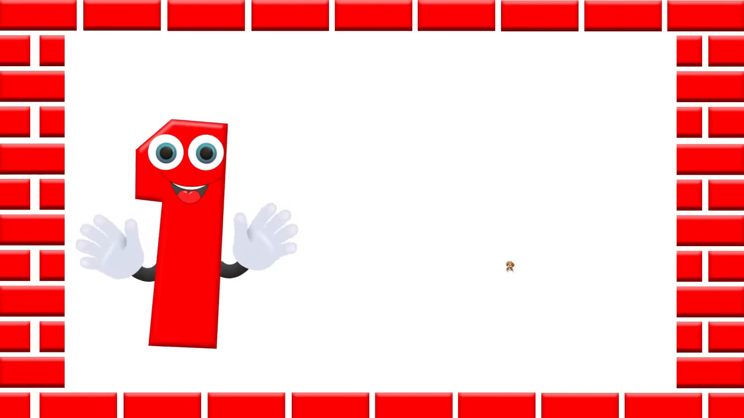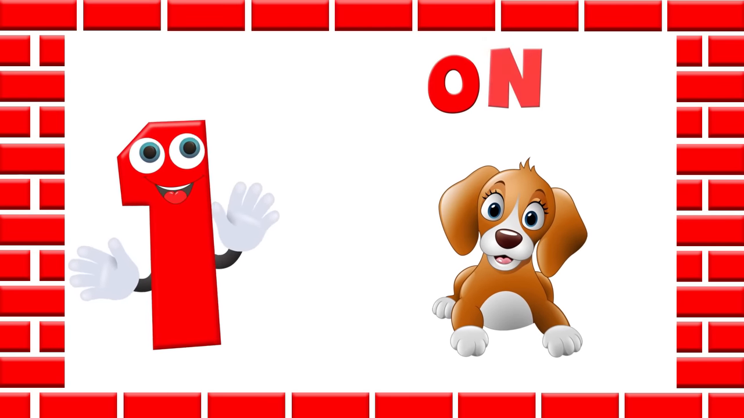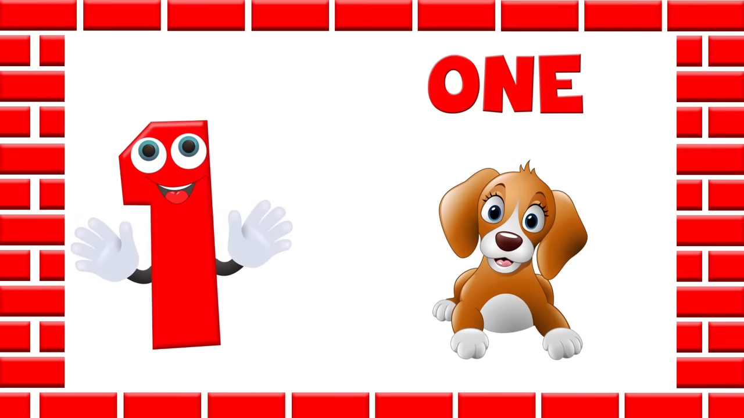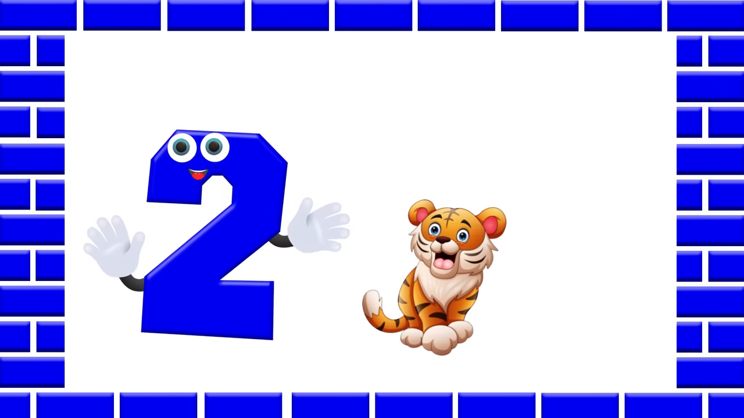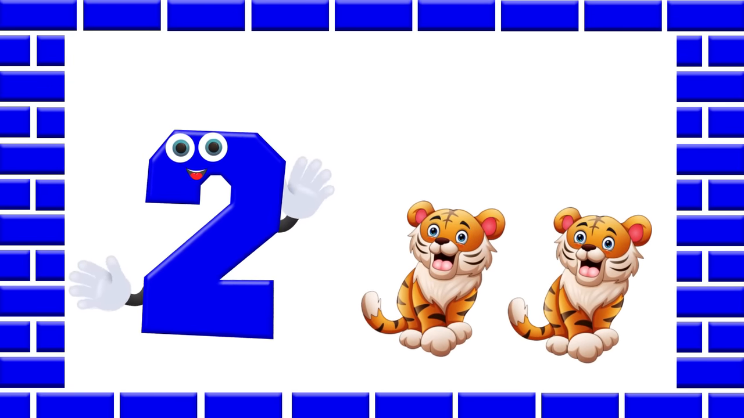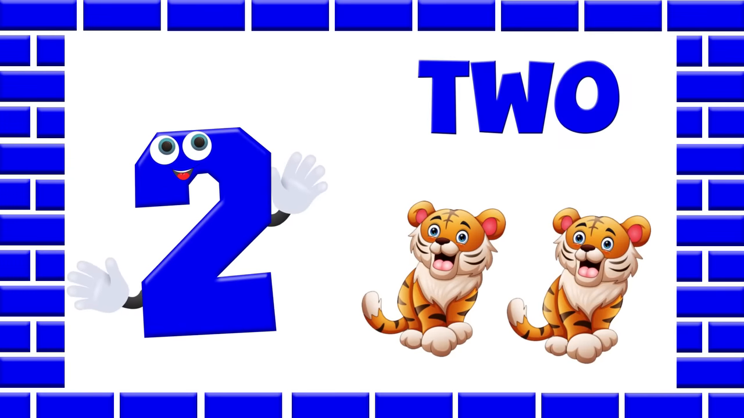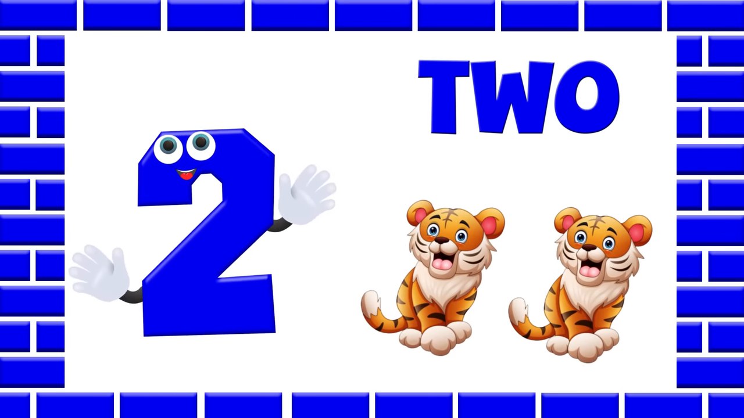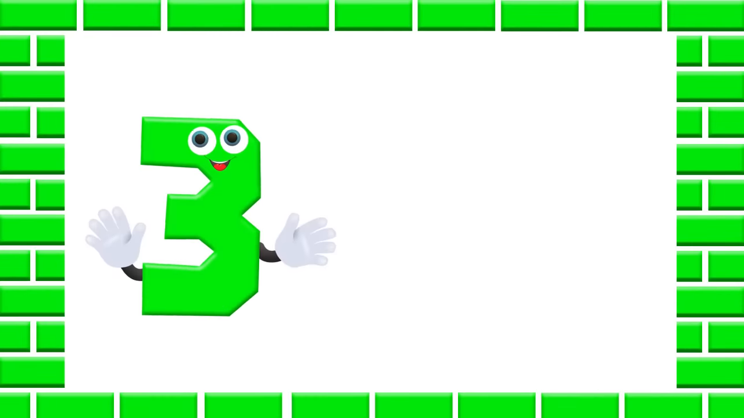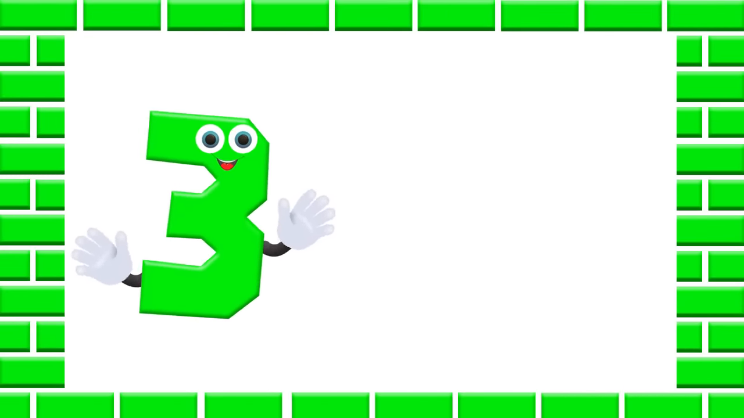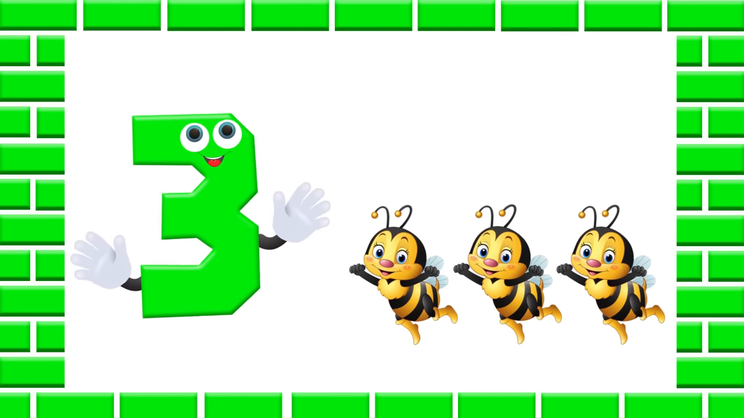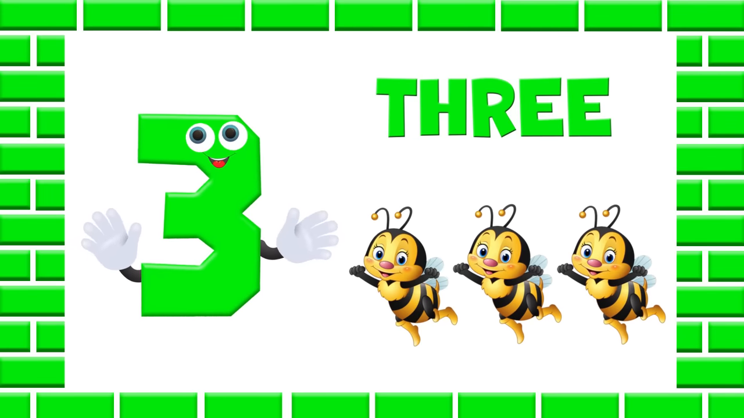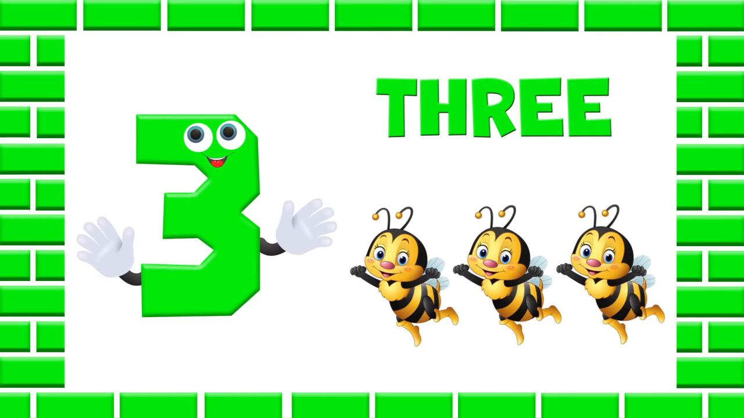One. Red. Dog. O-N-E. One. Red. One. Two. Blue. One. Two. Tiger. T-W-O. Two. Blue. Two. Three. Green. One. Two. Three. T-H-R-E-E. Three. Green. Three.